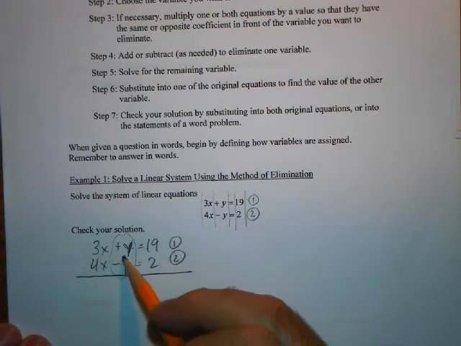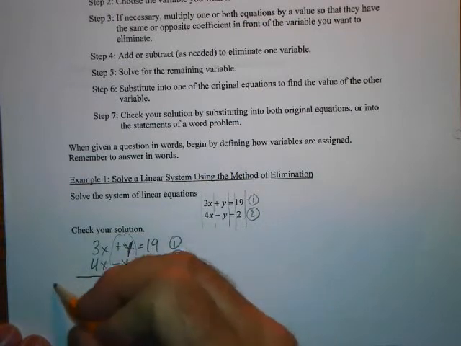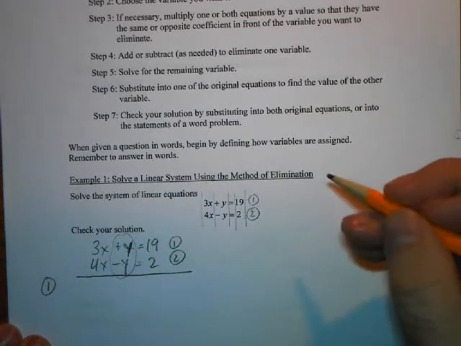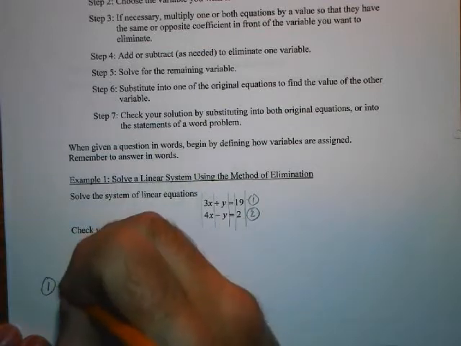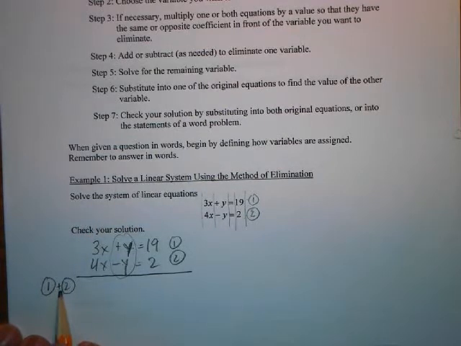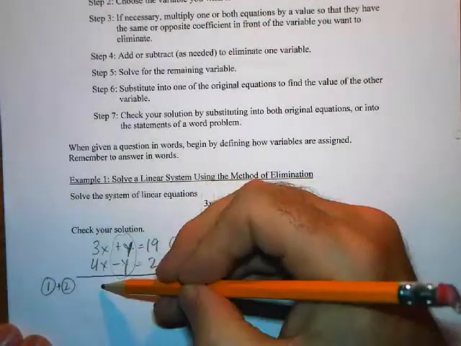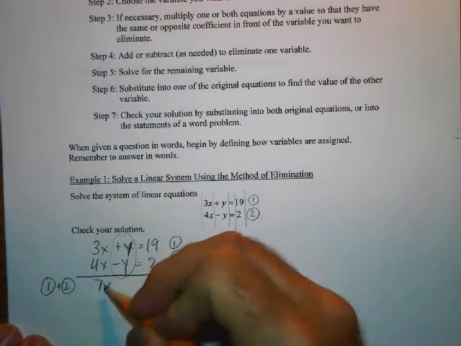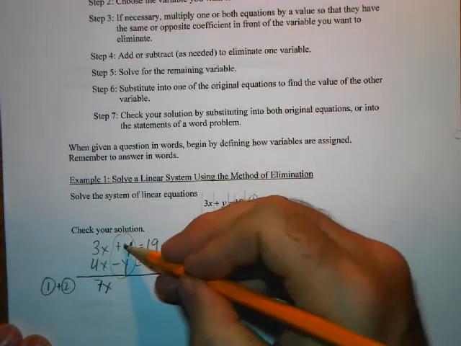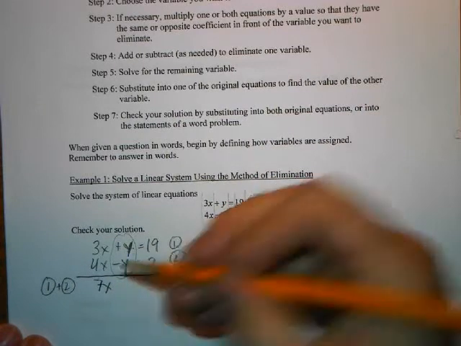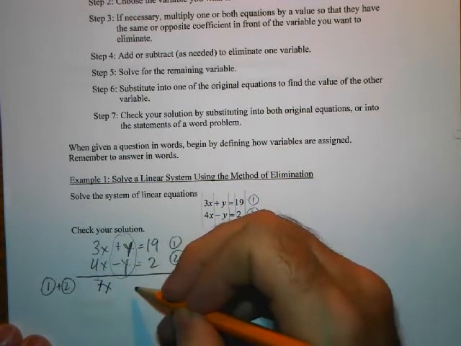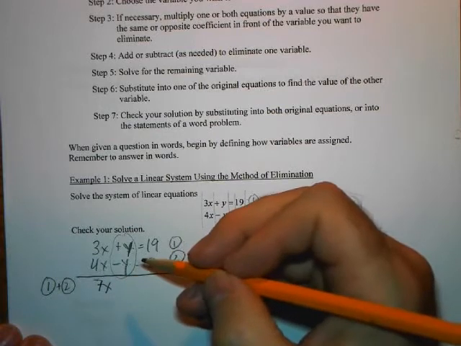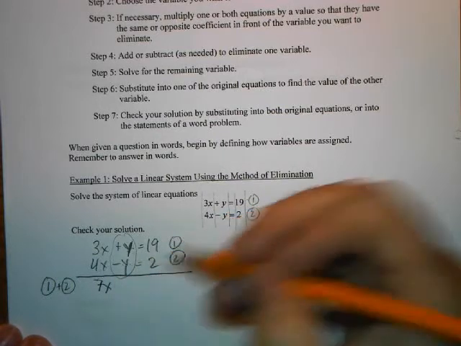So I'm going to add these 2 equations together. I want to make sure that your communication skills are good here. Tell me what you're doing. You're adding equation 1 plus equation 2 on this step here. So this is where we add vertically. 3x plus 4x is 7x. Plus y plus negative y, that's 0y. If it gets rid of the variable, just leave it blank. 0y is the same thing as nothing.